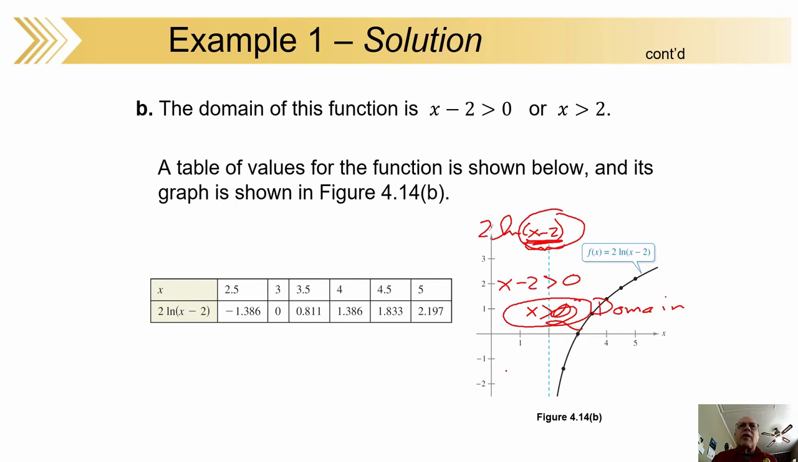So the original graph looked like this. Because the x minus 2 moves the graph to the right 2, and this will make it go higher, faster, because every original y value will be 2 times as much.